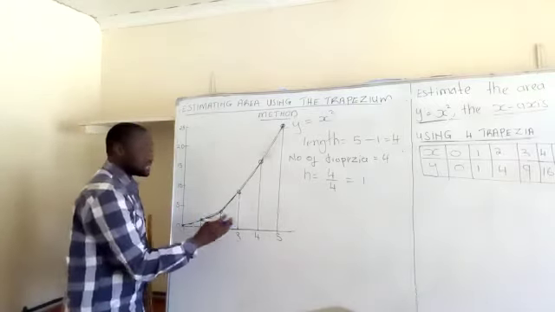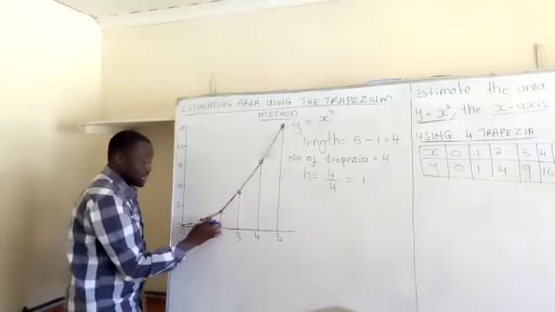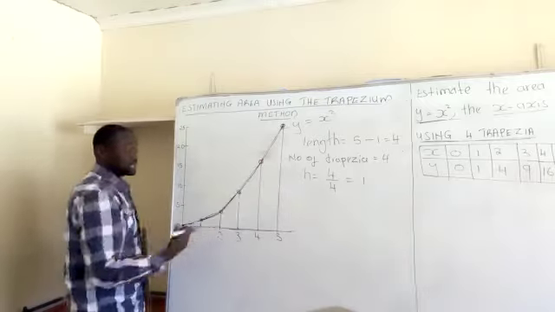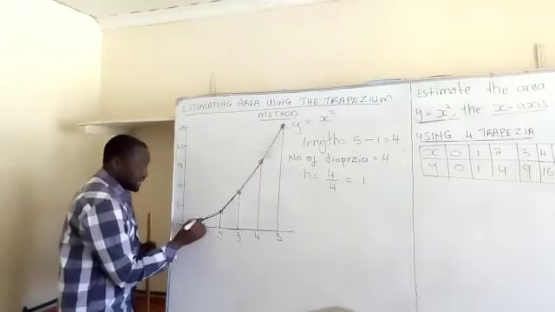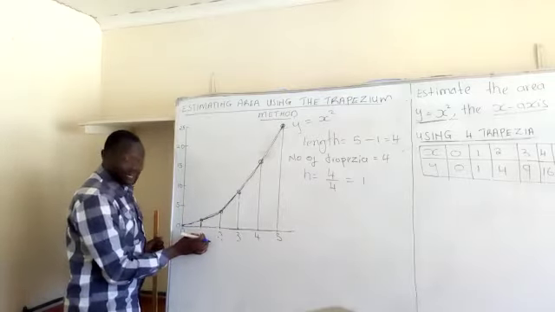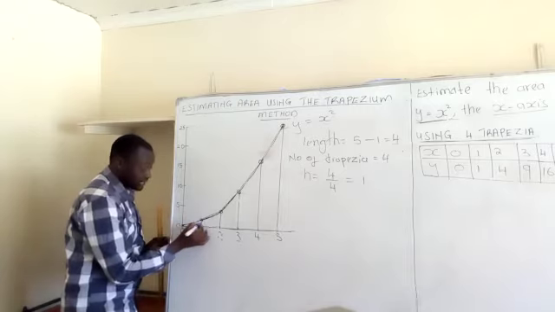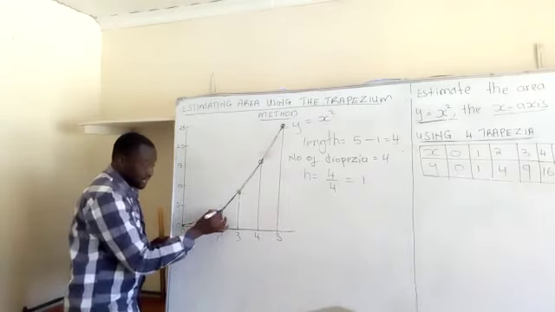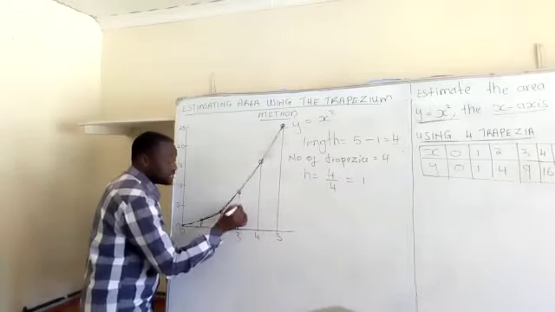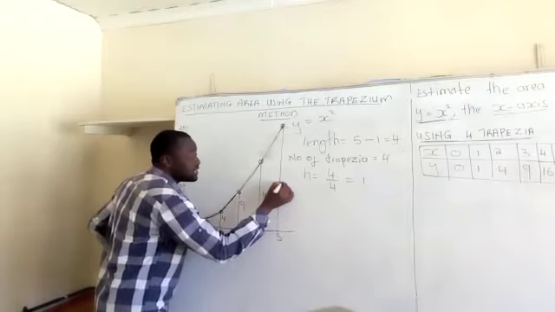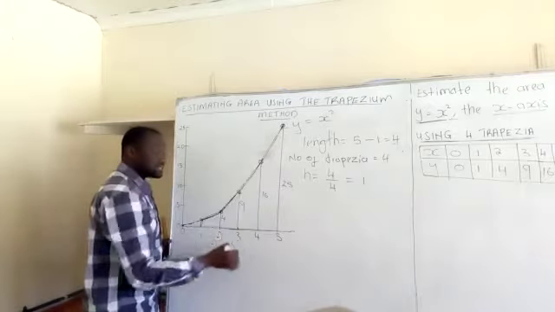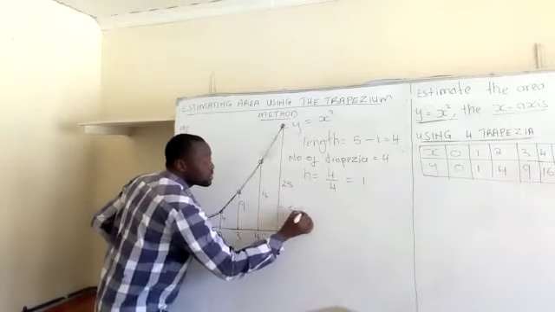So we now go ahead and say the area of this region will be the area of this trapezium plus the area of this trapezium plus the area of these trapeziums. That is all the 4 trapeziums. The height here is the value of y. Note this is x is 1, y will be 1 squared. So the length of this is 1. The length of this at x equals 2 will be 4. The length of this is 9. This is 16, and this is 25. These lengths here, we call them ordinates.